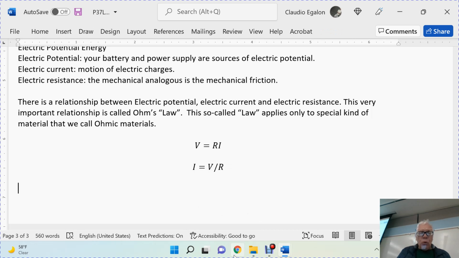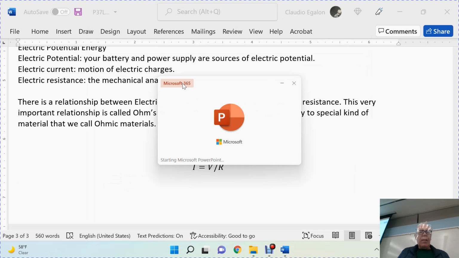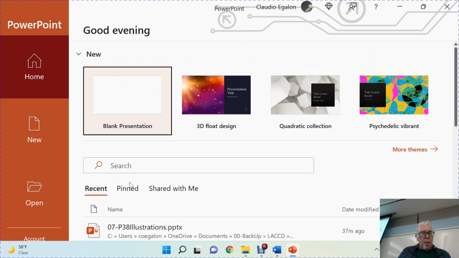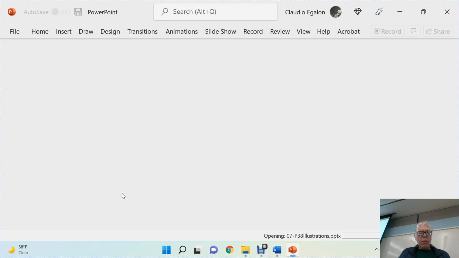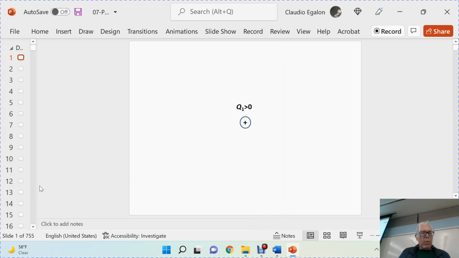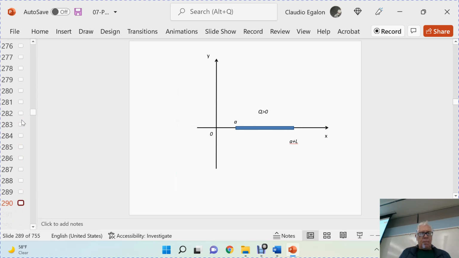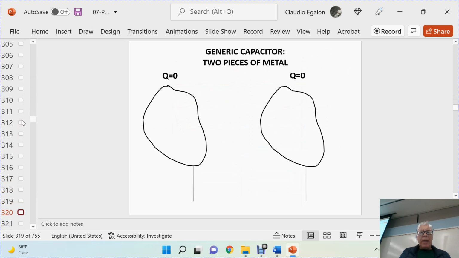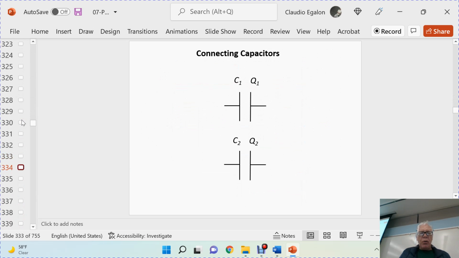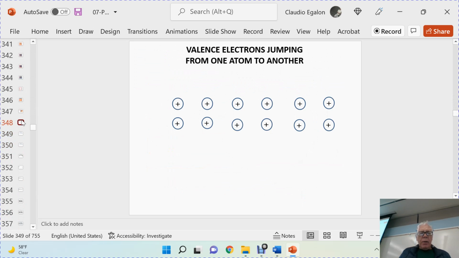The picture that you have to have of an electric charge. Let's see. I'm going to give you a nice picture. Here you go. The picture that you have to have for an electric charge is something like that.